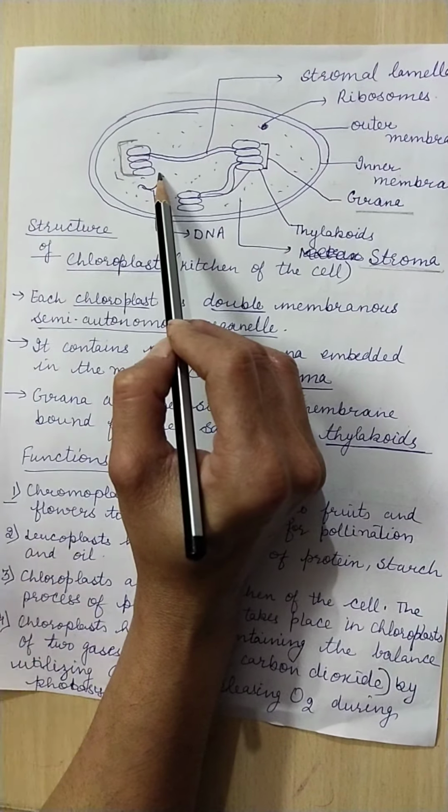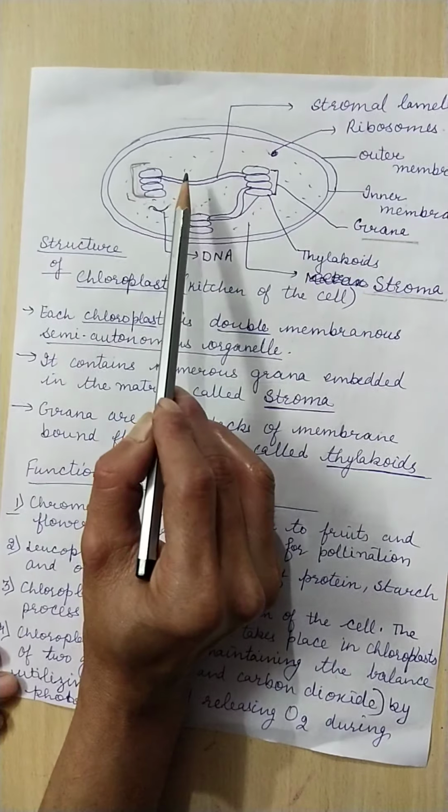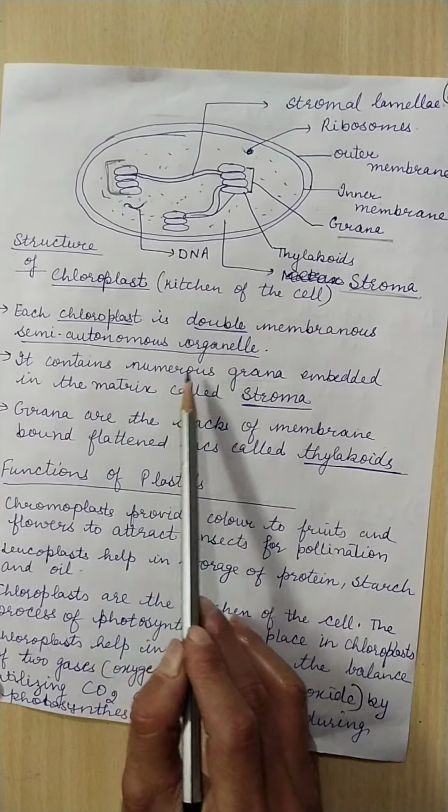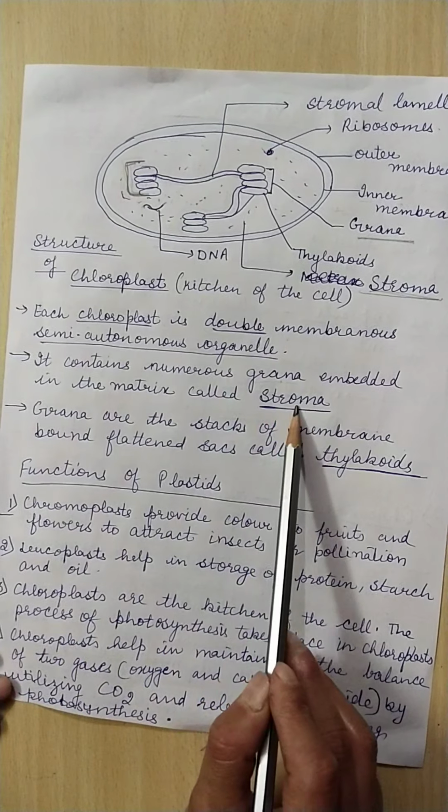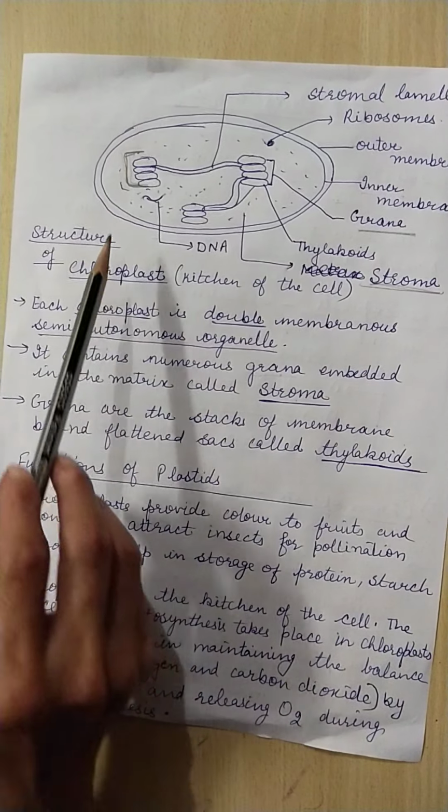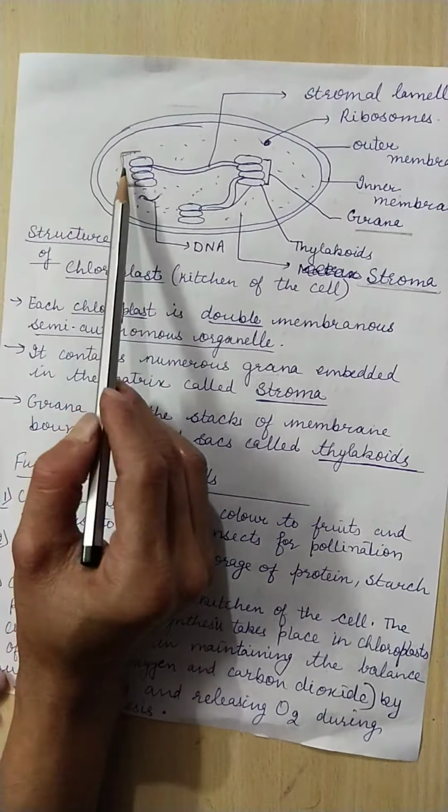It contains numerous grana. देखिए, these groups, these stacks of thylakoids, are embedded in the stroma. These grana are connected to each other through stromal lamellae. इनको हम बोलते हैं stromal lamellae. It contains numerous grana embedded in the matrix called stroma. Grana क्या है? These are the stacks of membrane bound, membrane से surrounded flattened sacs. Sacs होते हैं bag like structures जो एक के ऊपर एक arrange होकर grana बना देते हैं.